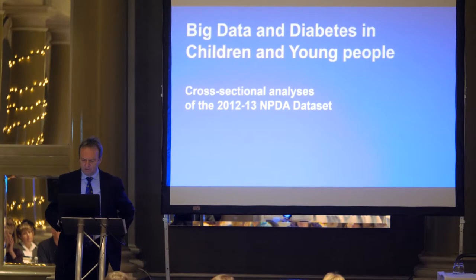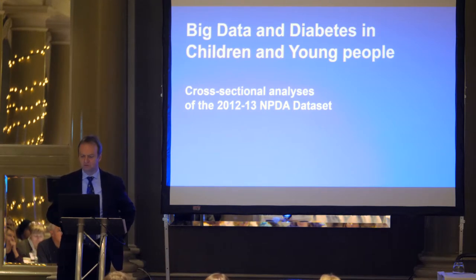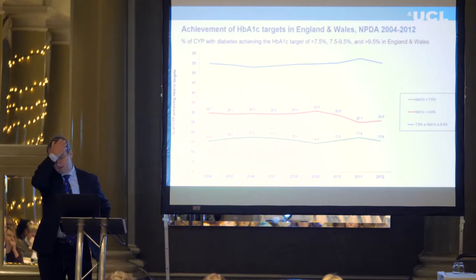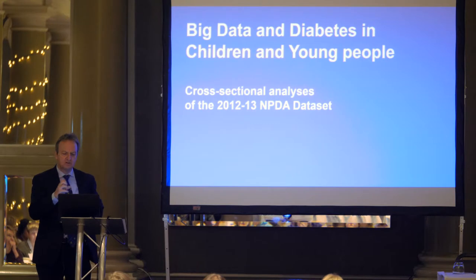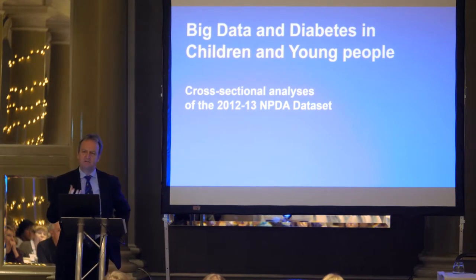So what does big data tell us? We've got big data. We've got 10 years' worth of 25,000 children, kind of 250,000 records, each with thousands of data points. So we're not short of data. What does it show us? Well, we first of all looked at cross-sectional data. So the college first gave us the data, NPDA data, for 1 year, 2012-2013.